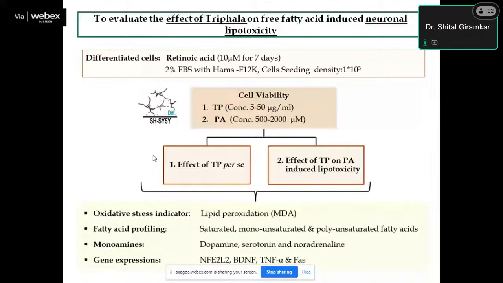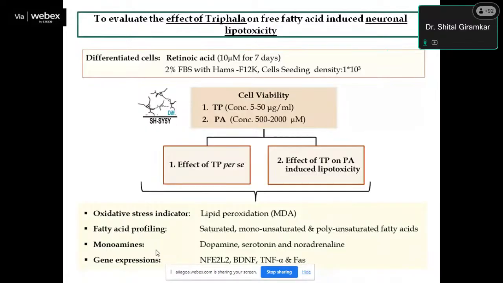The second part was the effect of tripla on PA induced lipotoxicity. In both, we evaluated oxidative stress parameters: lipid peroxidation, and fatty acid profiling, where we looked at saturated and polyunsaturated fatty acids. Then neurotransmitters play a main role in cognition or brain functioning, so we evaluated dopamine, serotonin, and noradrenaline levels, and genes specific to antioxidant, neuronal plasticity, inflammation, and apoptosis, which are the main pathophysiological mechanisms involved in obesity and lipotoxicity.